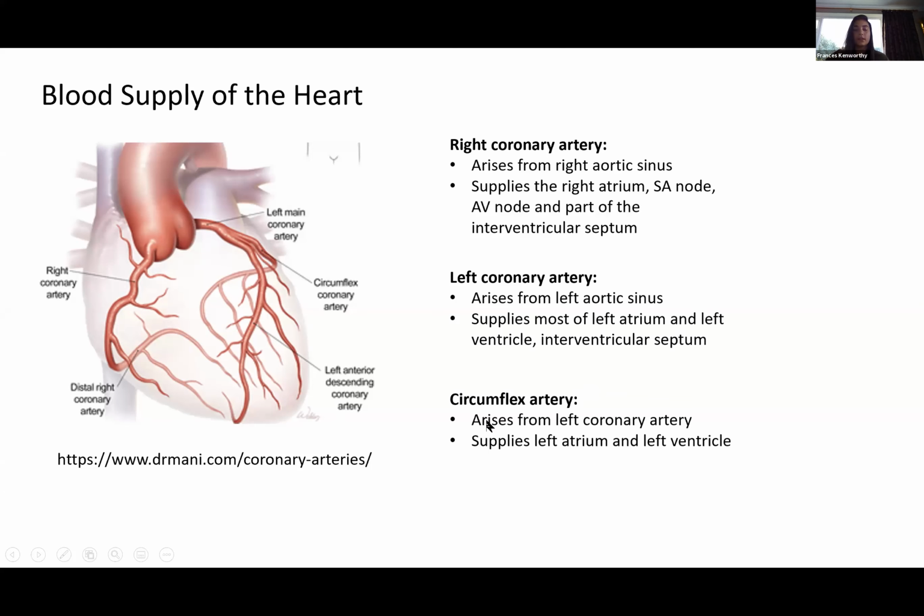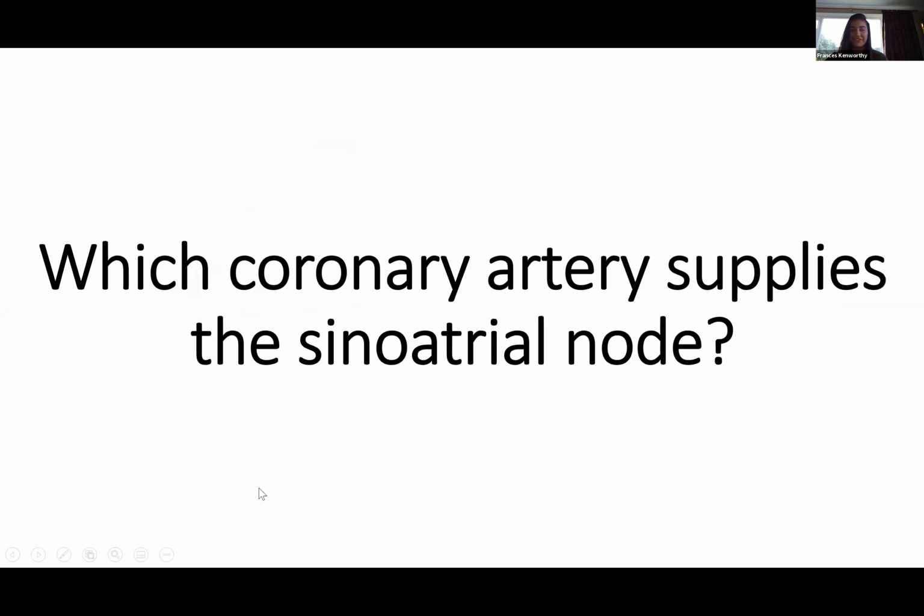So there are branches that come off of these, but these are the sort of three main ones that you really need to know for your anatomy, and the three that will become blocked most often. So quick question to test if you've just been listening, and get the next poll question up.